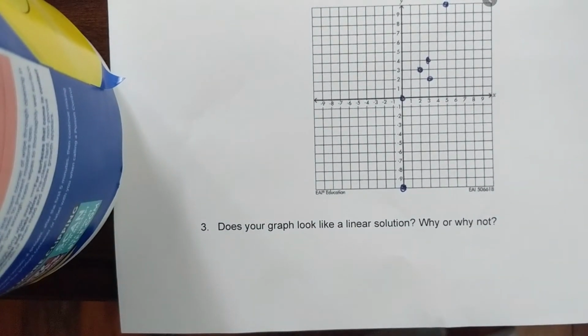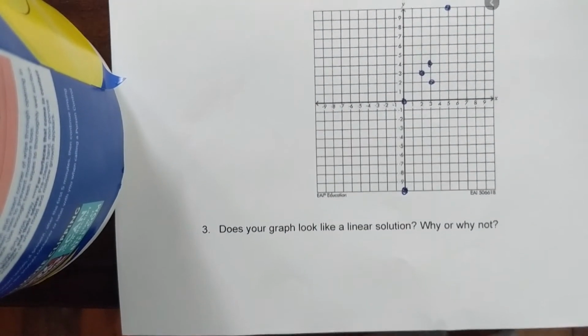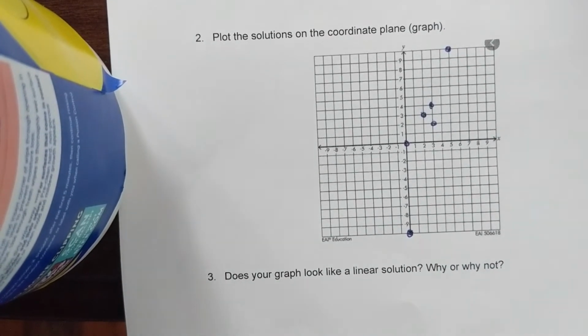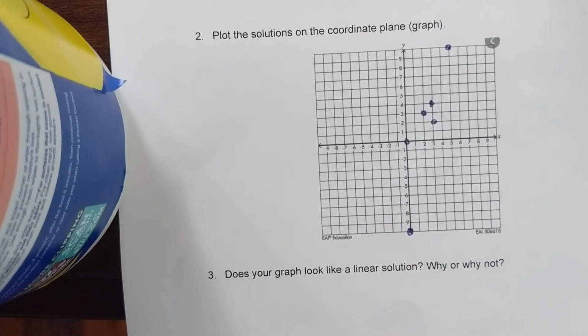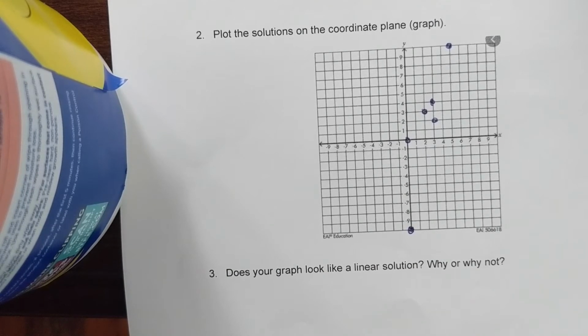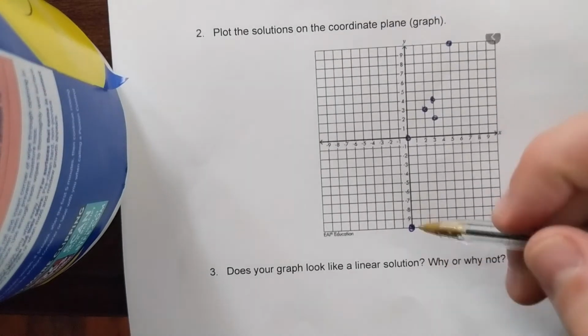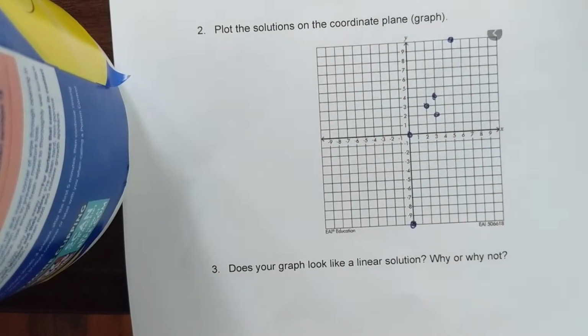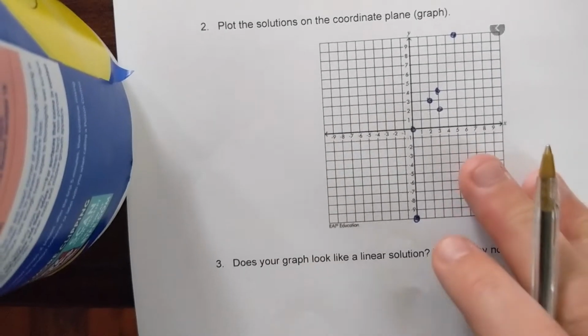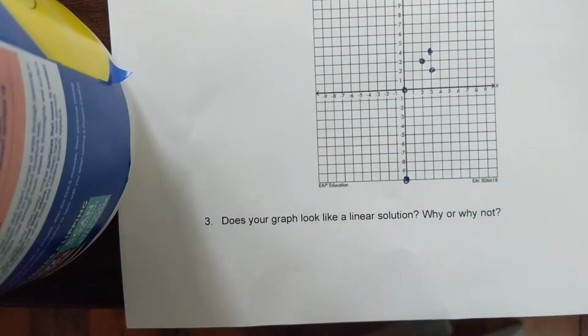And if you look down, number 3 says, does your graph look like a linear solution? Why or why not? So yesterday, at the end of the class, I believe it was, we talked about linear equations. If you graph a linear equation, it should give you a straight line. So is there any way to connect all these dots and make a straight line? Would it be a linear solution? Think about that and answer number 3.